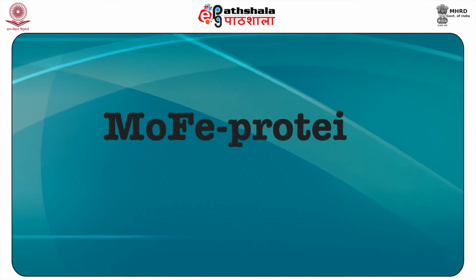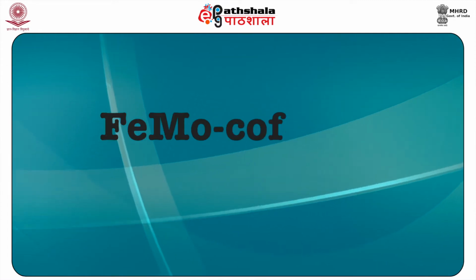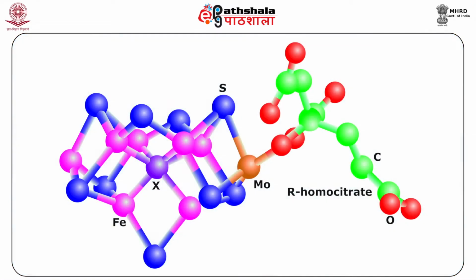Molybdenum iron protein. The molybdenum iron protein is a heterotetramer with a molecular weight of 250,000, containing 2 pairs of metalloclusters named P cluster, which is 8 iron 7 sulfur, and iron molybdenum cofactor with 7 iron, molybdenum, 9 sulfur and homocitrate. Iron molybdenum cofactor. Iron molybdenum cofactor consists of a transition metal sulfur framework and one molecule of R-homocitrate. It is a site of substrate binding and reduction.